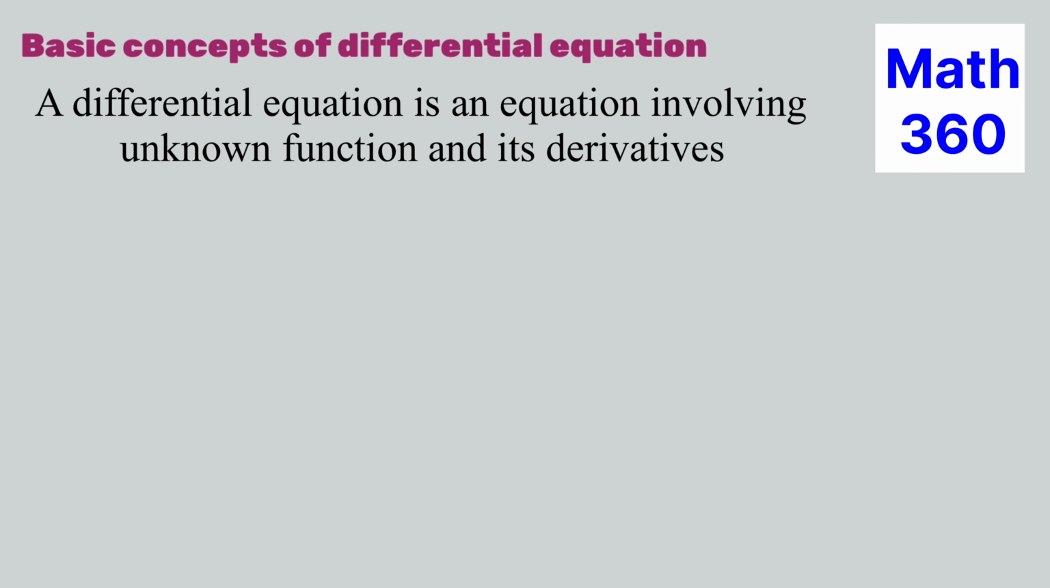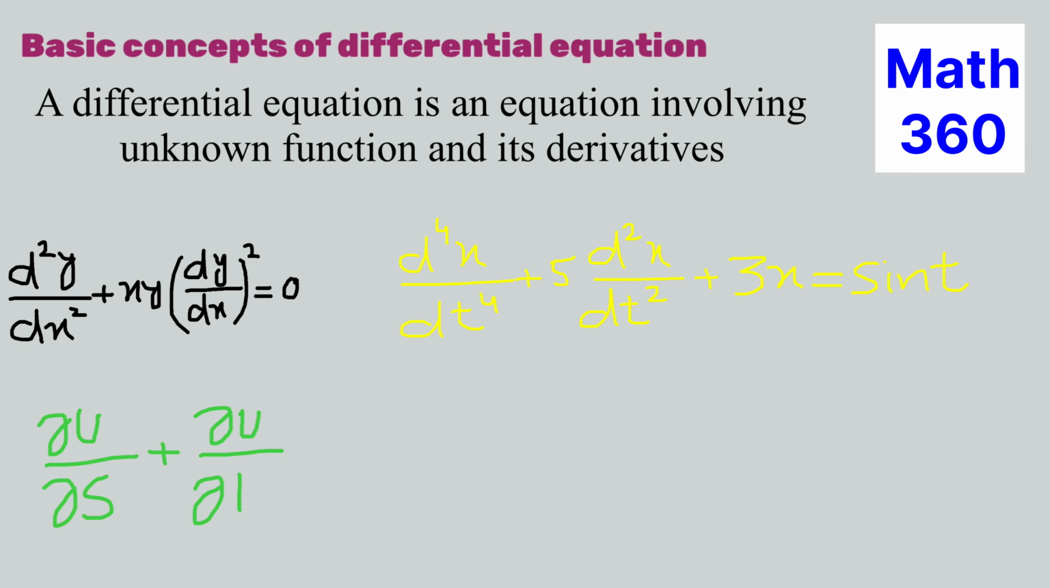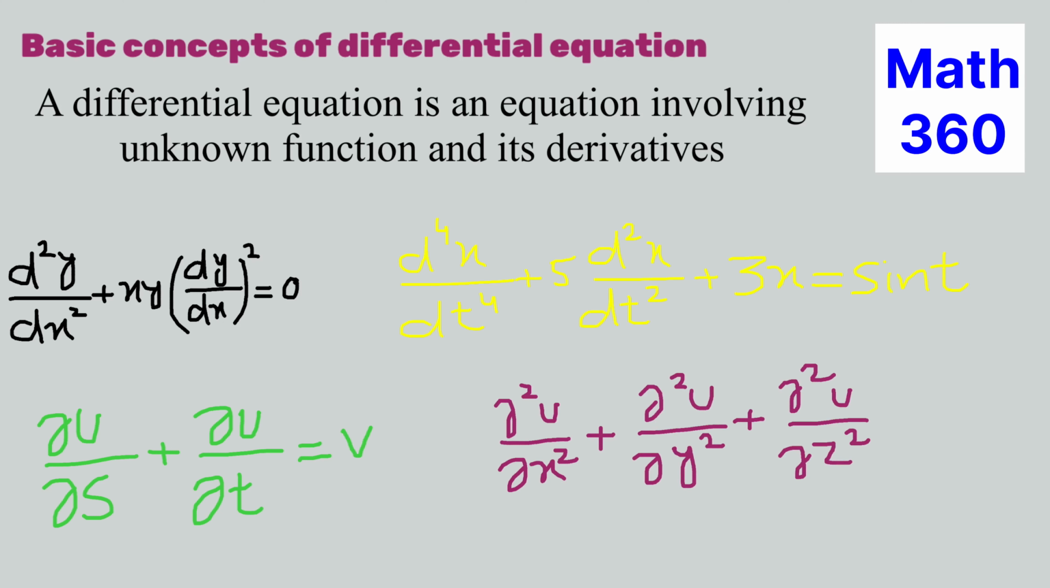For example, d squared y over dx squared plus xy dy over dx is equal to 0. d4x over dt4 plus 5 d squared x over dt squared plus 3x is equal to sine t. Partial u over partial s plus partial u over partial t is equal to v. Partial squared u over partial x squared plus partial squared u over partial y squared plus partial squared u over partial z squared is equal to 0.